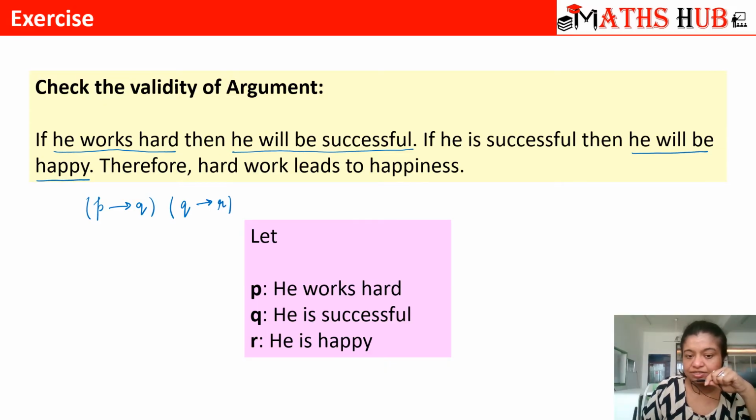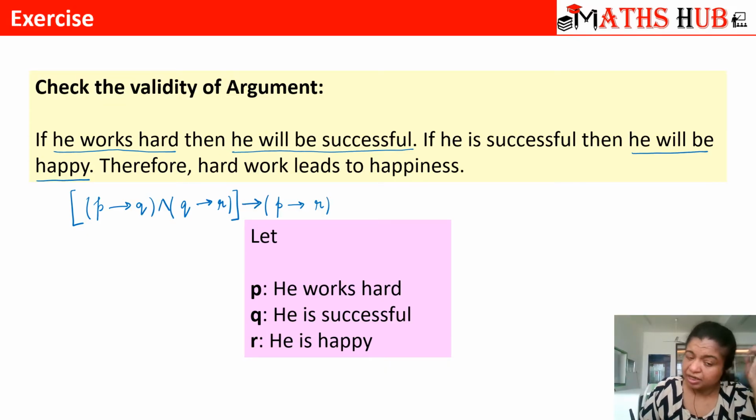Therefore, hard work leads to happiness. That means hard work is with statement P, it is leading to happiness. Happiness is R, right? That means if these two are happening, that means we're connected with an and symbol. It is leading to. Leading is again an implication, therefore it is leading to, right?